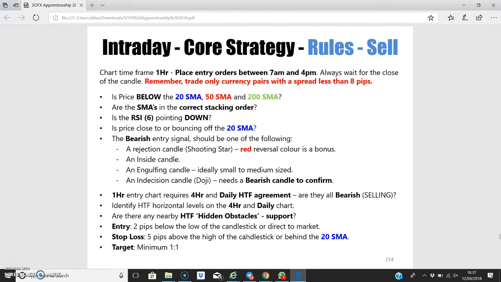1 hour entry chart requires 4 hour and daily higher time frame agreement. Are they all bearish? Identify higher time frame horizontal levels on the 4 hour and daily chart. Are there any nearby hidden obstacles on the higher time frames, for example, support levels? Entry 2 pips below the low of the candlestick or direct to market. Stop loss 5 pips above the high of the candlestick or behind the 20 moving average. Target minimum 1 to 1.